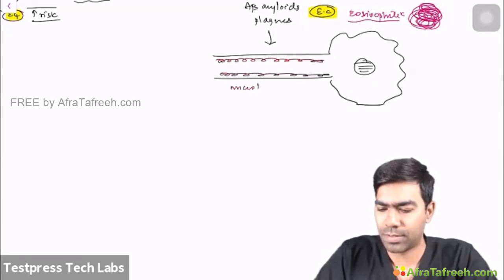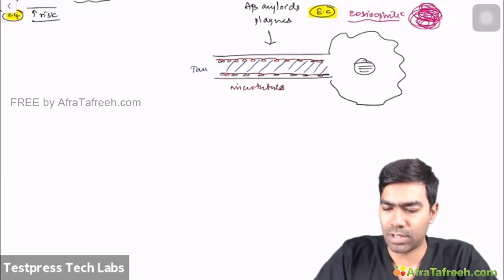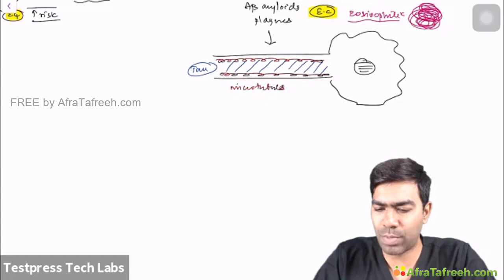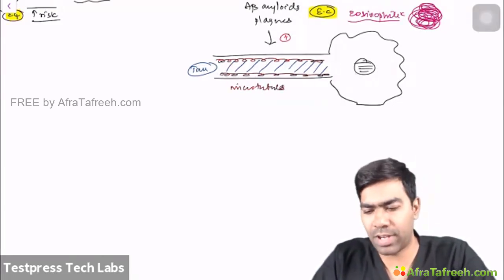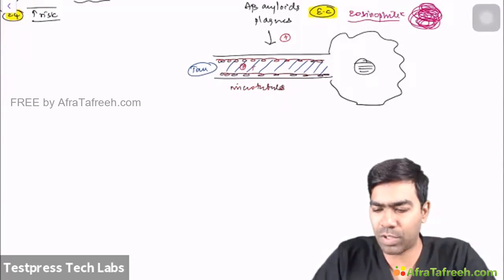And these microtubules are basically united by certain proteins called tau proteins. And because of the stress that is induced by our A-beta amyloid plaques, they're going to activate a variety of kinases that results in hyperphosphorylation of tau proteins by an unknown mechanism.